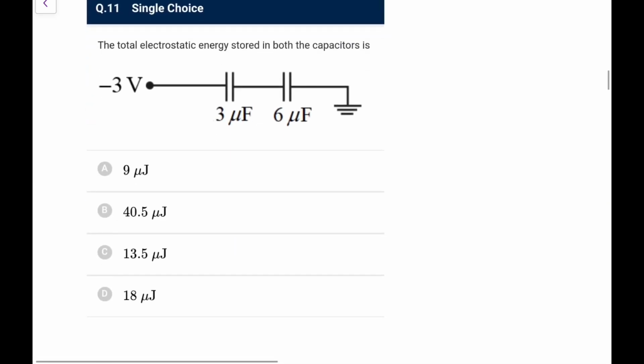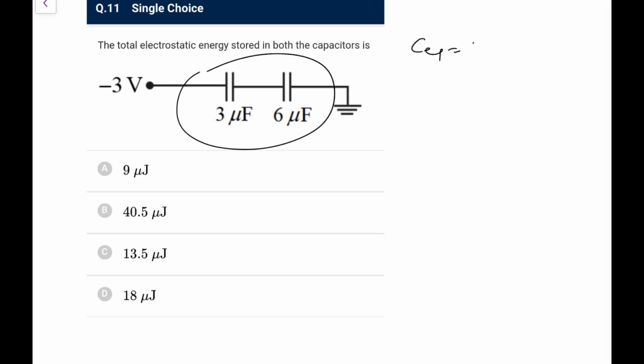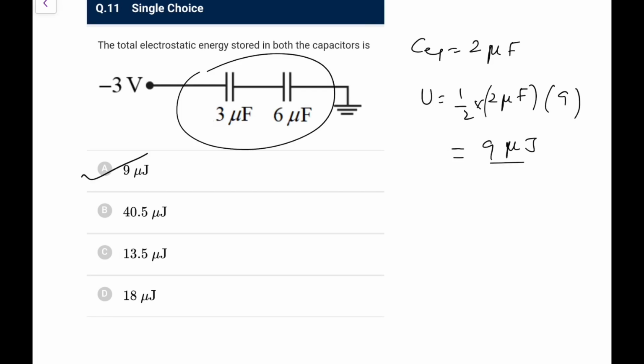Next one. The total electrostatic energy stored in both the capacitors will be, so what you can say, the total drop is 3 volt, the C equivalent in series would be equal to 2 microfarad. So the energy stored is half C equivalent, 2 microfarad, into V square, that is 3 square, that is 9, that is equal to 9 microjoules. Go for option A, you can directly do this.